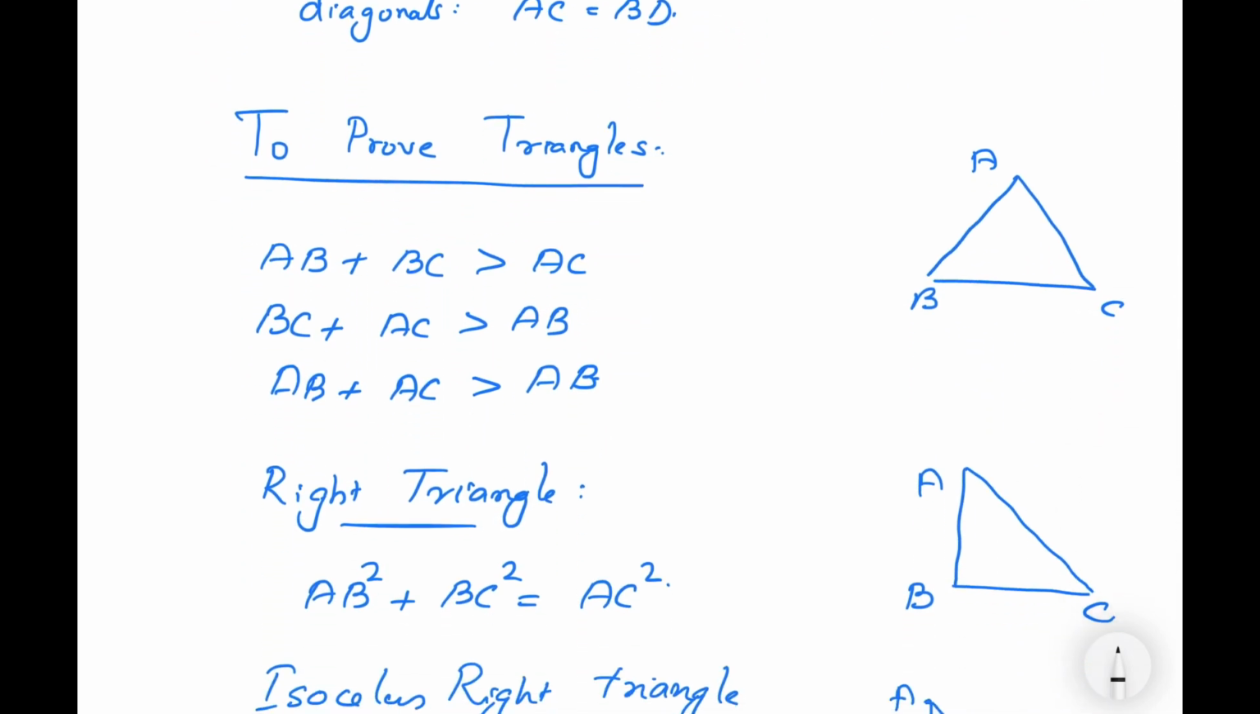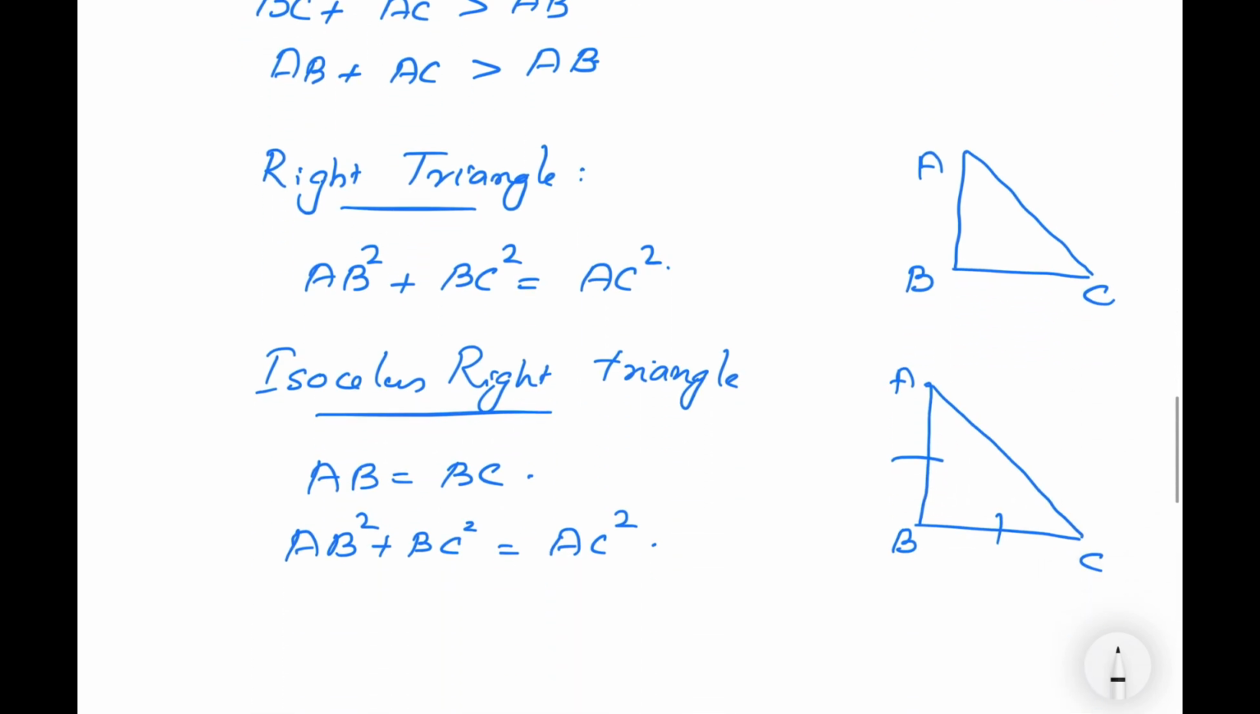Now to prove the 3 coordinates given form a triangle, if AB plus BC is greater than AC, BC plus AC greater than AB, and AB plus AC greater than BC, then we can say it is a triangle. That also we have learned in lower classes. Sum of 2 sides of a triangle should be always greater than the third side. It cannot be even equal to, it should be always greater than the third side.